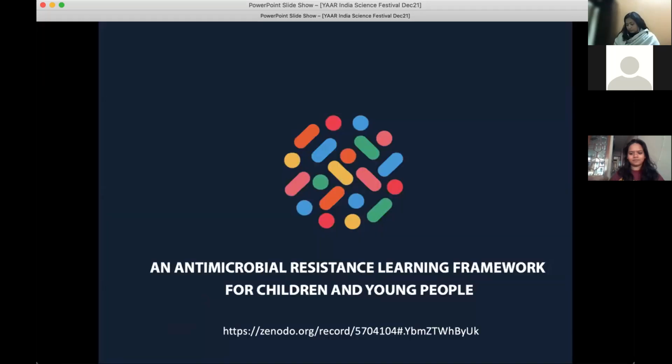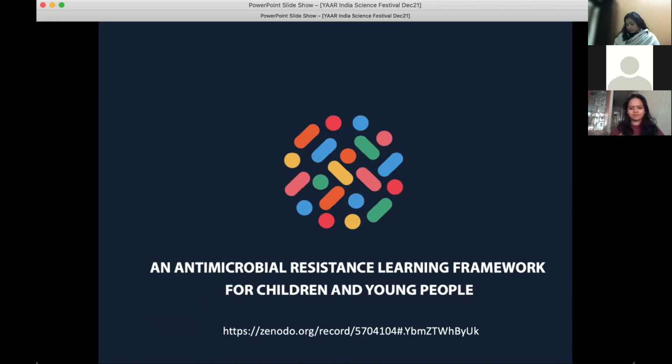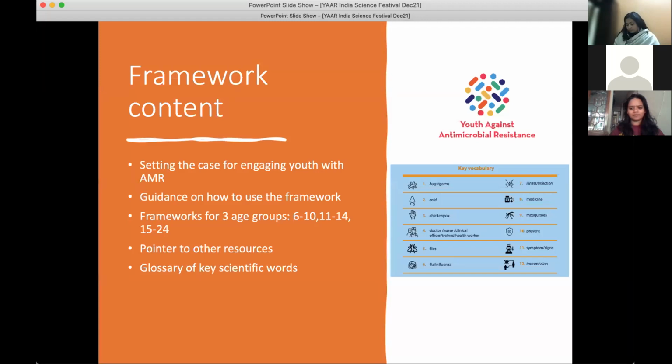And based on that, we've developed this learning framework, which is now published, and we hope will be useful to educators and facilitators, both in informal and formal settings, who are trying to work with young people. The framework has some guidance on how to use it, and we've split it by the 3 age groups that we felt linked well with the learning they would have at school. And then there's a glossary of scientific words to support the educators as well.